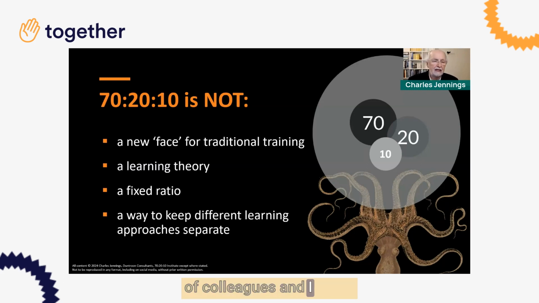A couple of colleagues and I at the 70-20-10 Institute wrote a book a few years ago. It's not a fixed ratio, and it's not a way to think of learning in separate approaches, because it's actually integrative. Most good formal learning should involve some collaborative learning and also bring in some experiential learning and learning from work. Most collaborative learning will draw on some formal learning. So basically, it's an integrative approach.